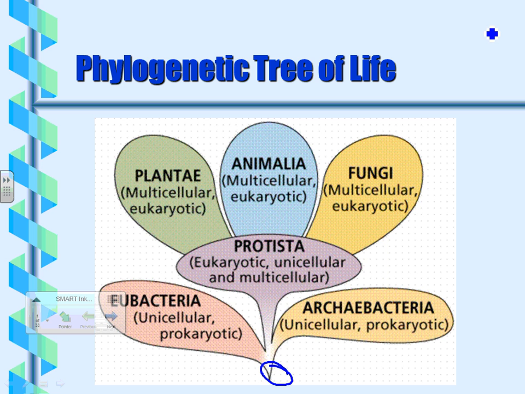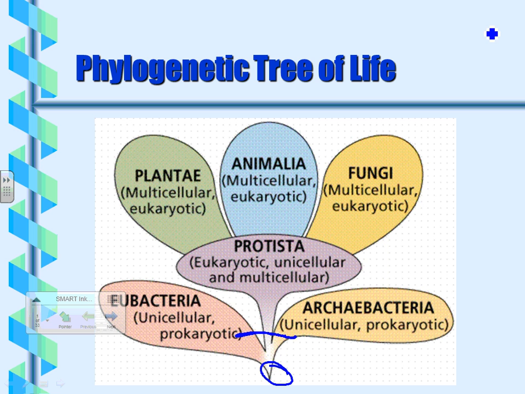The common ancestor of everything. And then the eubacteria branched off and became their own little unicellular prokaryotic cells. A little while later, archaea branched off.